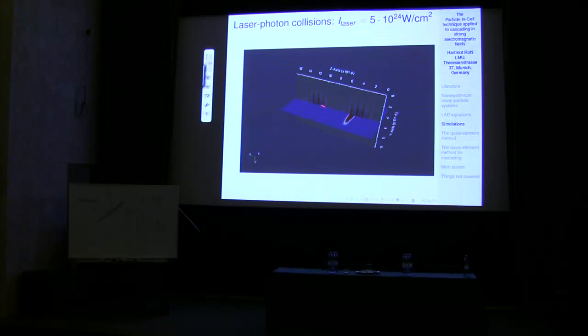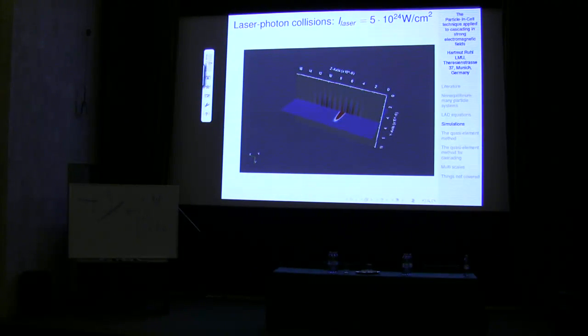This is a linearly polarized laser pulse with a Gaussian envelope moving that way, and then there's a second one moving that way. Now I'll try to move on. Is it working? Oh well.